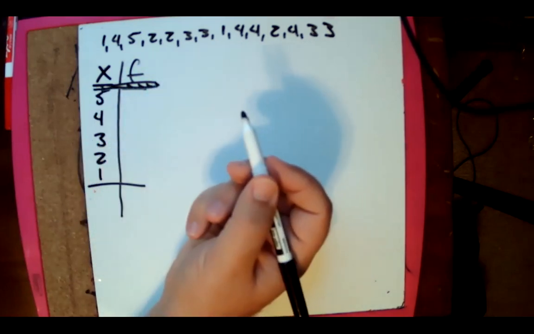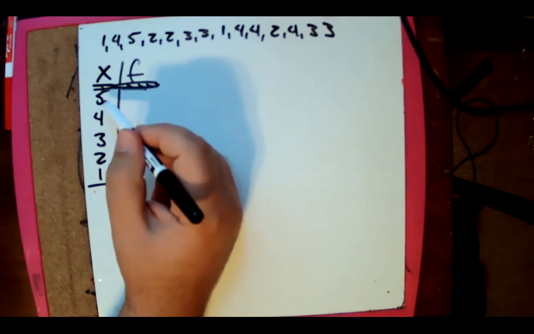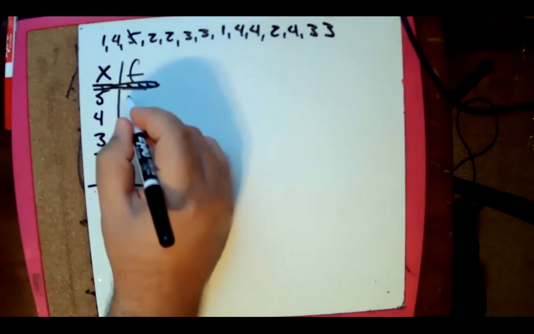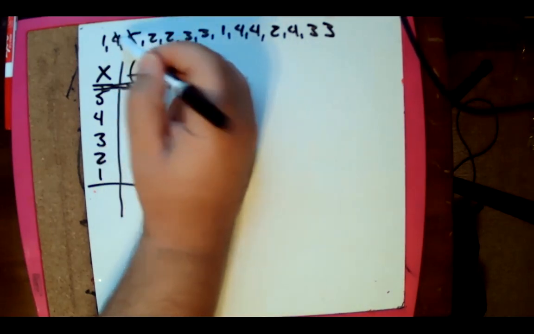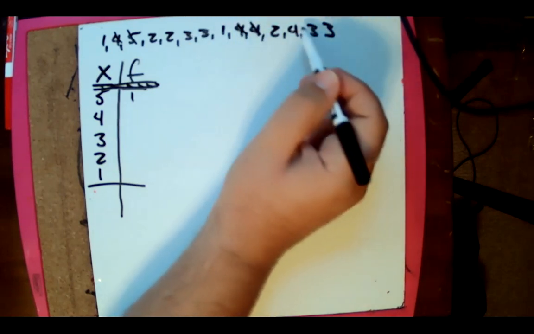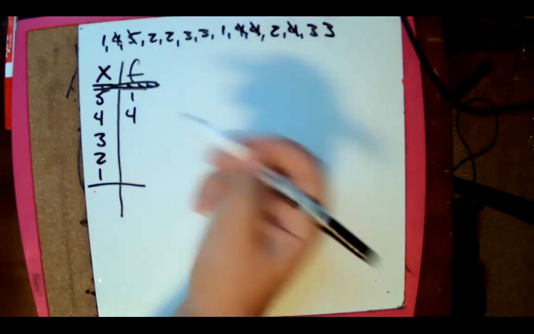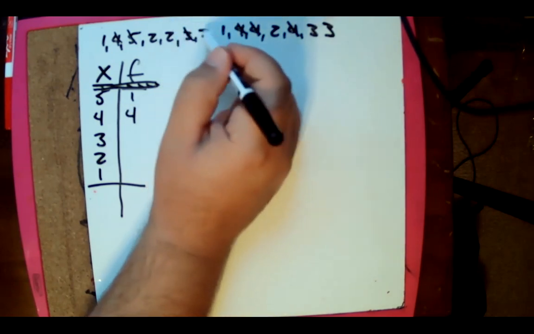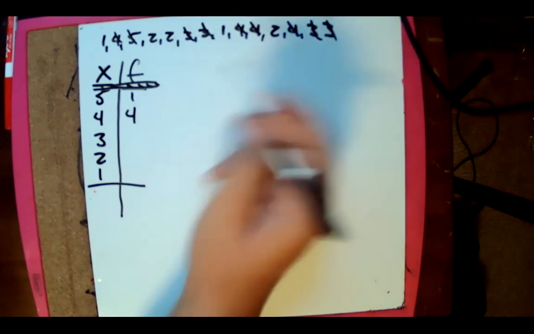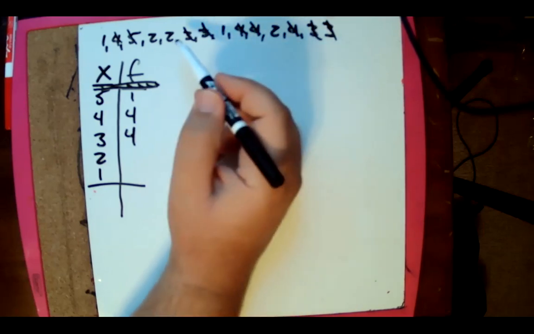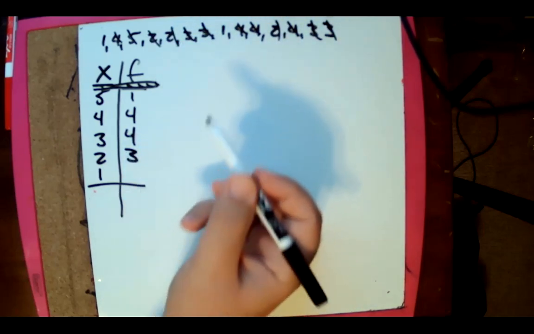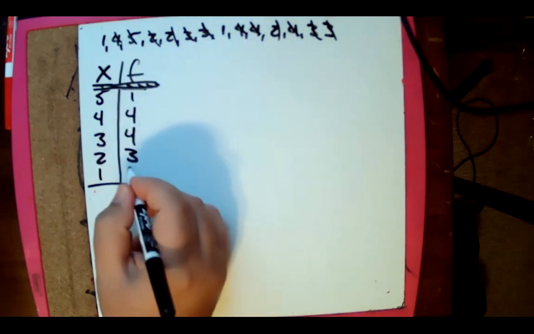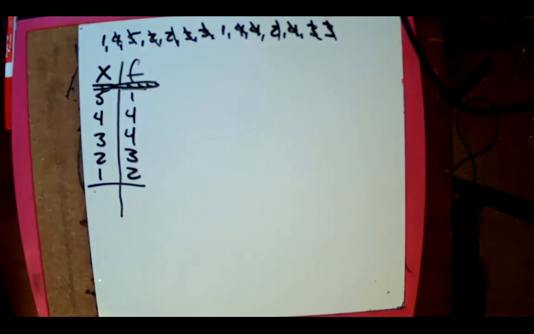Okay. So the next thing we're going to do is count how many there are of each one. So how many 5s are there? Well, I got 1 5, right? There we go. And then how many 4s? Well, I got 1, 2, 3, 4. Right? 4 4s. How many 3s? 1, 2, 3, 4. 4 3s. How many 2s? 1, 2, 3 2s. And then how many 1s? 1, 2 1s. So did I miss any? It looks like I got them all.